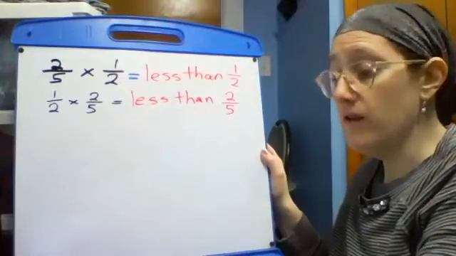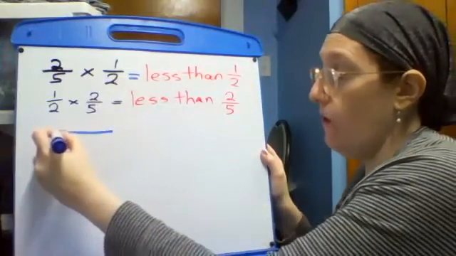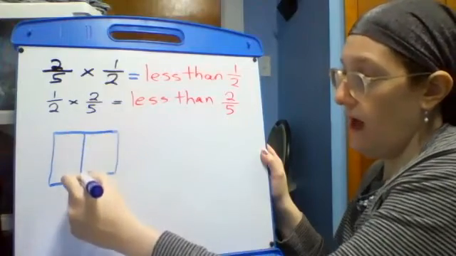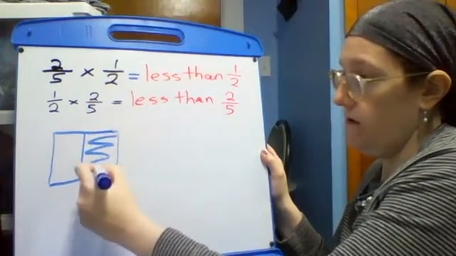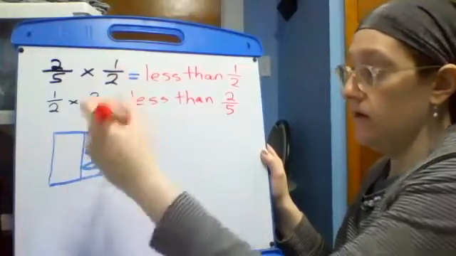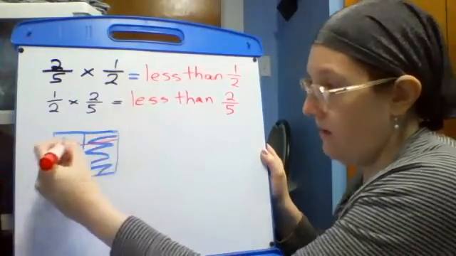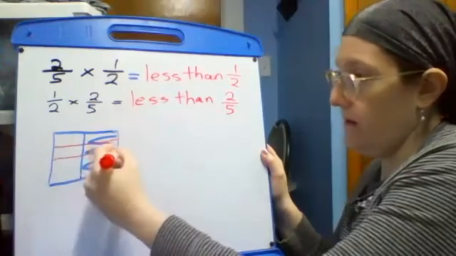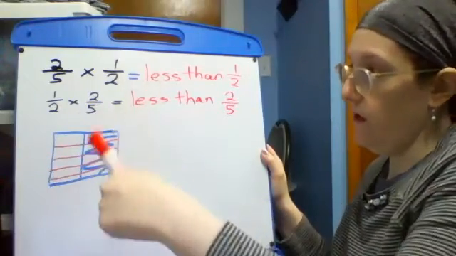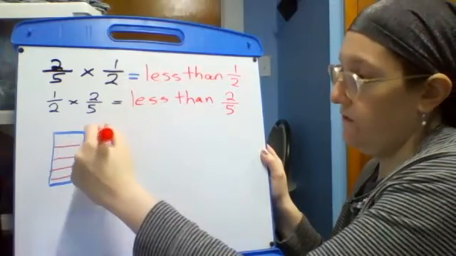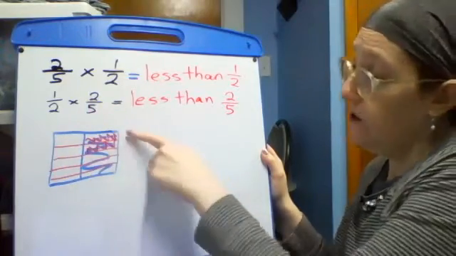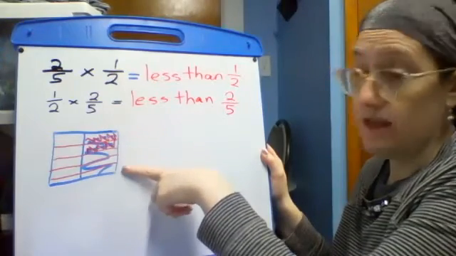And we can draw a model for this also. Let's start off with a whole. And I want half of the whole. Here's my half. I want 2/5 of the half. So I have to take my amount and break it into fifths. Sorry, I'm so uneven. But I only want 2 of those fifths. 1, 2, 2/5. 2/5 of half is definitely less than half.